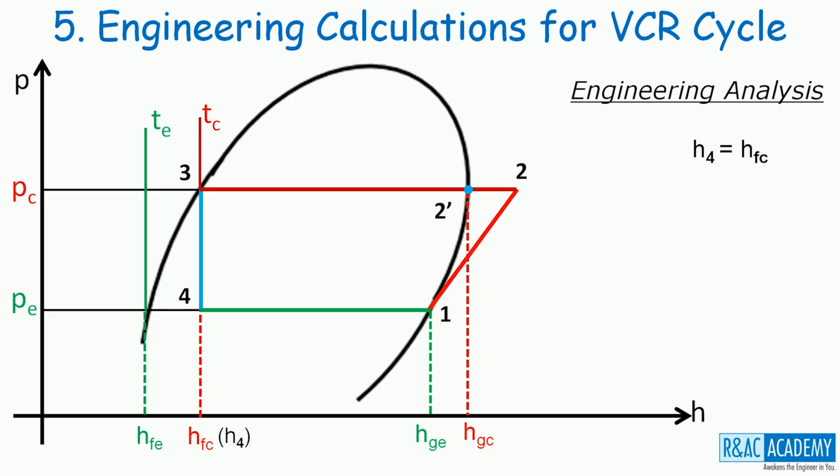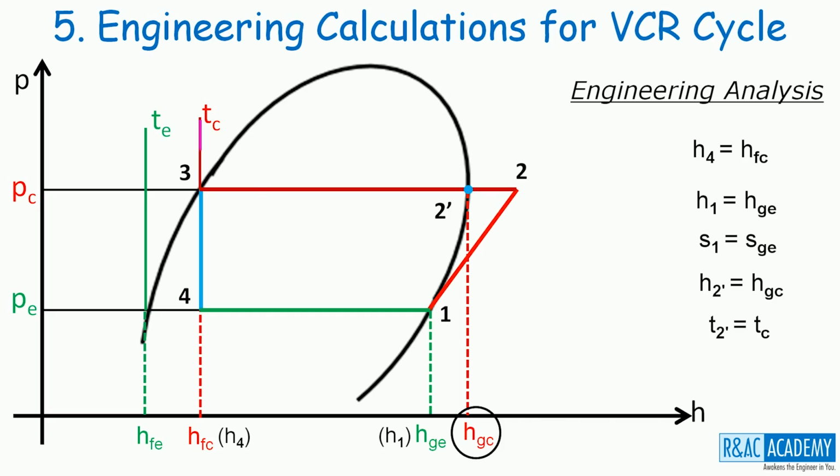We have H4 is equal to HFC, H1 is equal to HGE. We do not have H2 available with us. In fact, this is what we need to compute. Then what else is available with us? We have S1 is equal to SGE, H2' is equal to HGC, T2' is equal to TC.